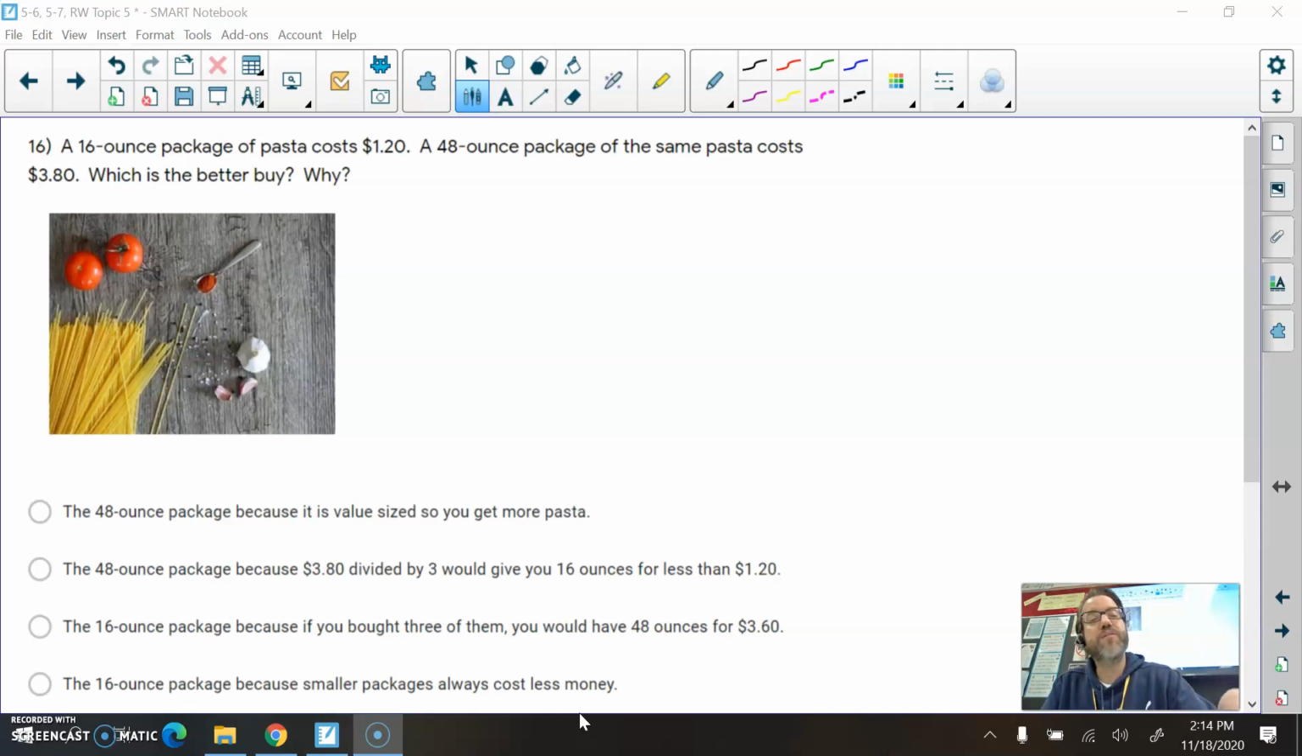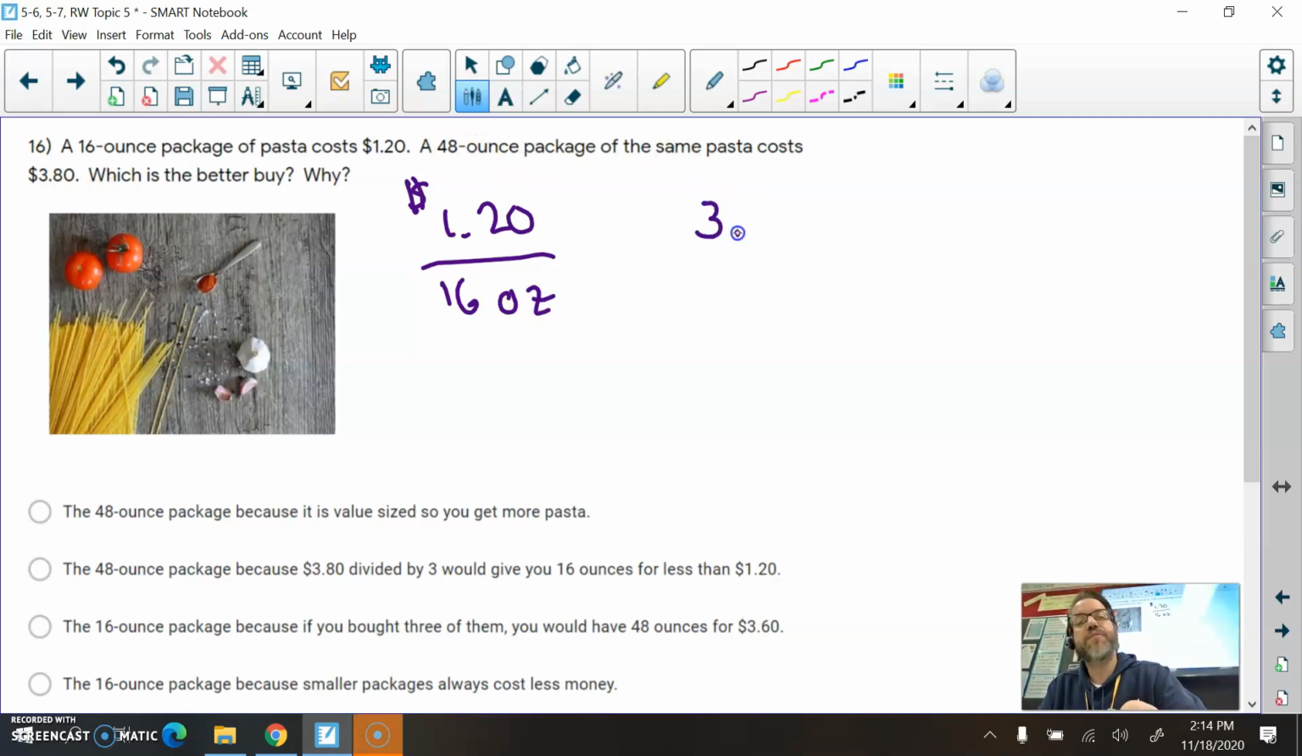the unit costs. We have $1.20 for 16 ounces, for a 16 ounce package. Over here we have $3.80 for a 48 ounce package. I want to compare these to see which is the better buy.